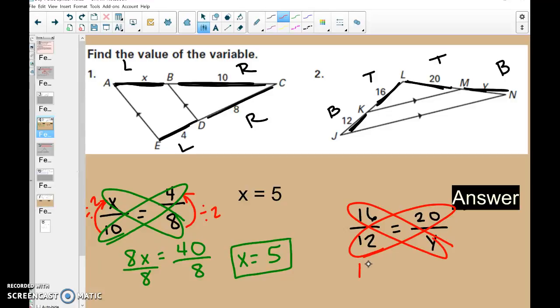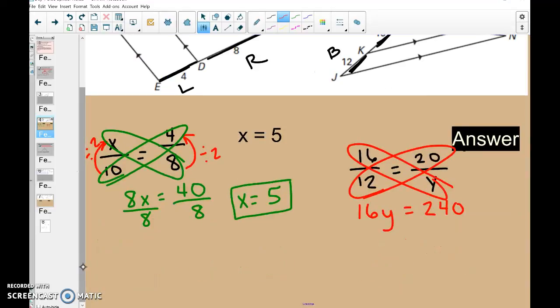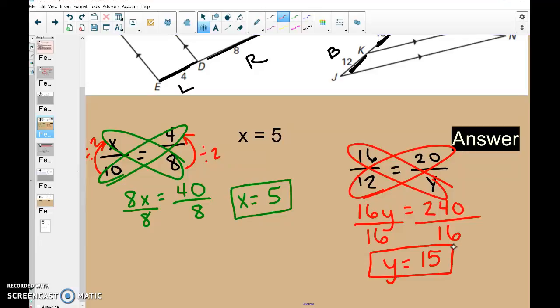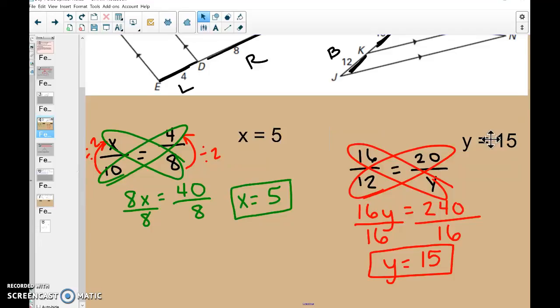Make sure to write out your work. Don't just try and do it all in your head. You're probably going to miss some easy steps. 16 times y is just 16y. 12 times 20 gets me the 240. If I want to get y by itself, I need to divide by 16. Type that in to double check. And I get 15. Hopefully that's what you got as well. Looks like that's the right answer.